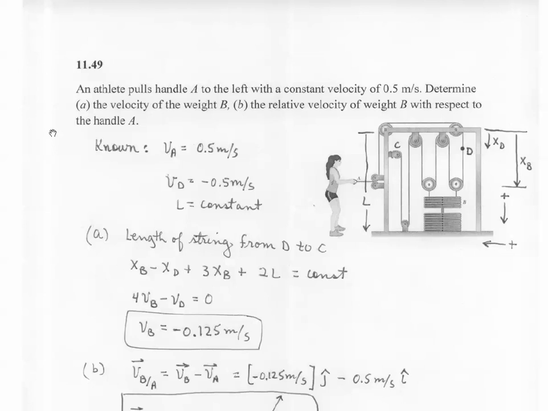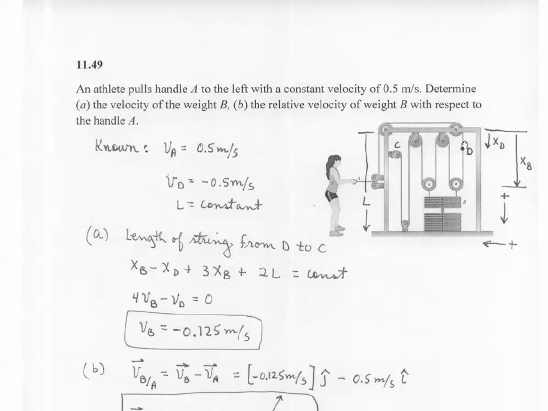11.49 involves an athlete who pulls handle A to the left at a constant velocity of 0.5 meters per second. It wants us to determine the velocity of the weight B and the relative velocity of B with respect to the handle A. Since this velocity goes out this way, I'm going to designate it 0.5 meters per second. I'm going to let that be the plus x direction to the left.